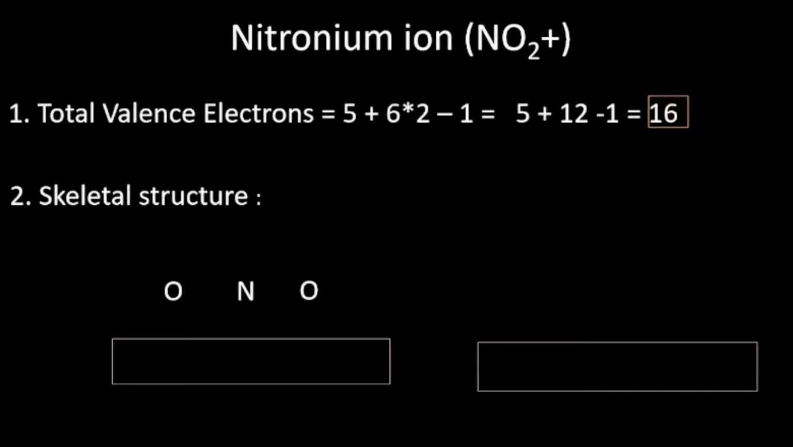Today we will be discussing the Lewis structure for nitronium ion. To write the Lewis structure for nitronium ion, first we have to calculate the total number of valence electrons.